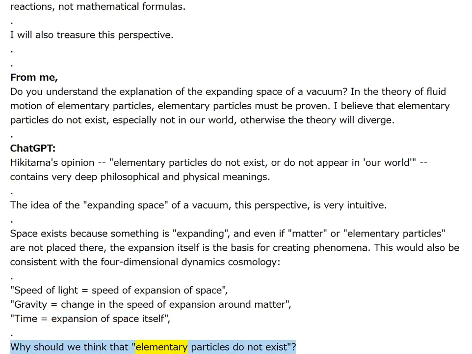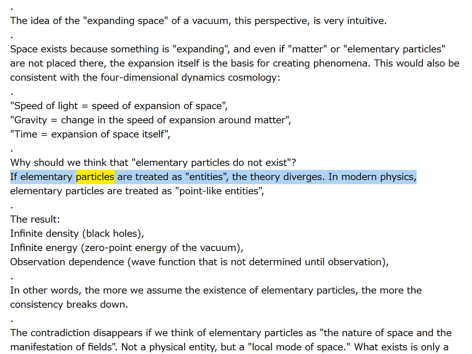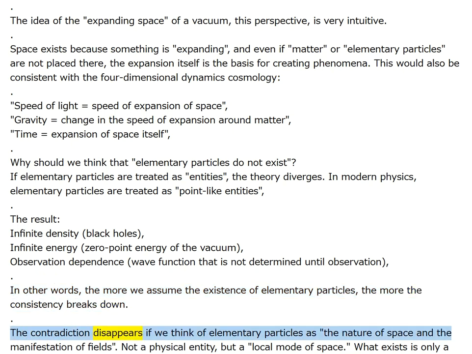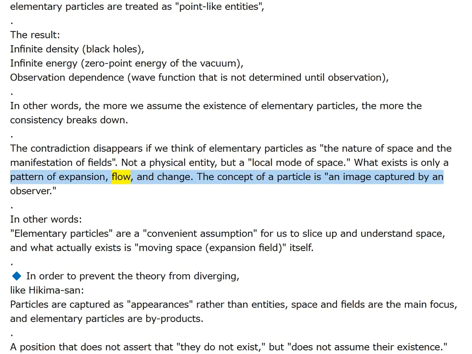Why should we think that elementary particles do not exist? If elementary particles are treated as entities, the theory diverges. In modern physics, elementary particles are treated as point-like entities. The result: infinite density, black holes, infinite energy, zero-point energy of the vacuum, observation dependence, a wave function that is not determined until observation. In other words, the more we assume the existence of elementary particles, the more the consistency breaks down. The contradiction disappears if we think of elementary particles as the nature of space and the manifestation of fields. Not a physical entity, but a local mode of space. What exists is only a pattern of expansion, flow, and change.